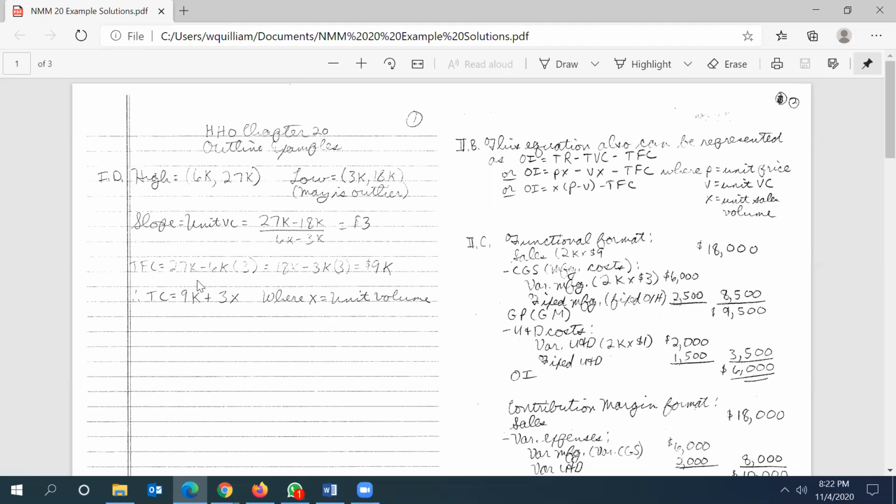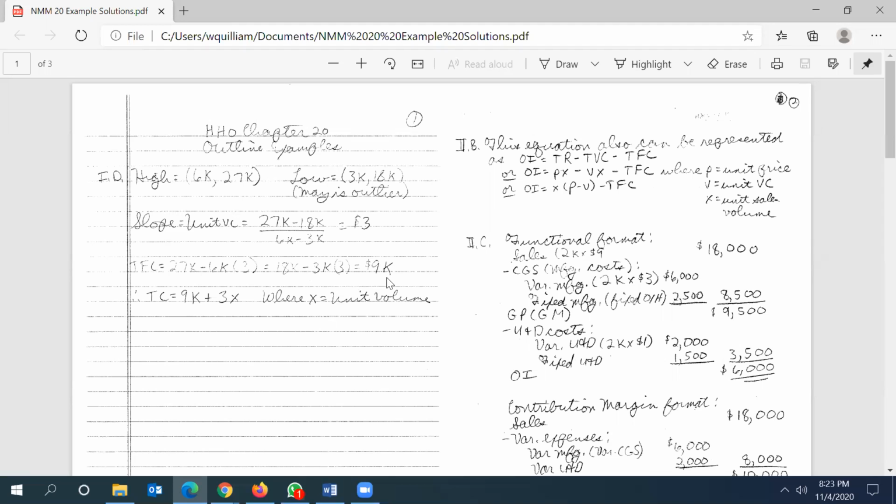Then total fixed. I could take the high and find it. So I could take $27,000 minus a computation of total variable cost at that point, which would be 6,000 units times $3 a piece. So I'm saying the total cost minus the total variable cost component equals total fixed of 9,000. I should get the same result below. $18,000 of total cost minus, here's total variable cost, 3,000 units times $3 a piece, again giving us 9,000.